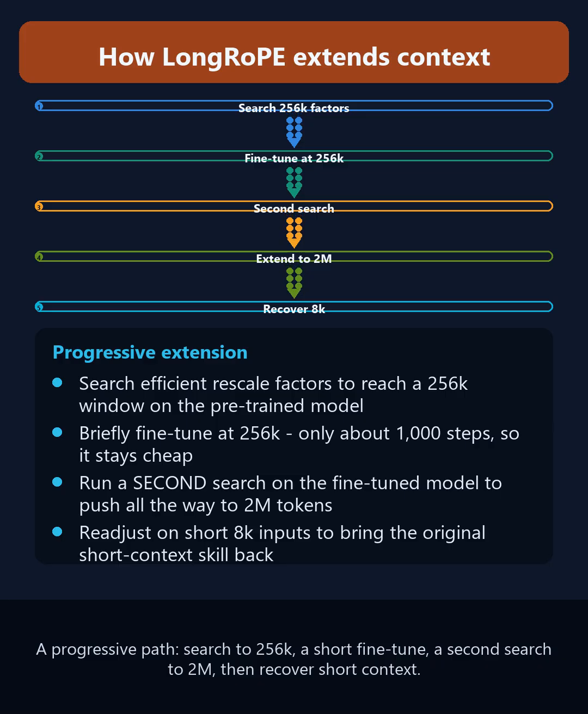LongRoPE reaches 2 million tokens with a progressive strategy. First, an efficient search finds good rescale factors to hit 256,000 tokens. Then it briefly fine-tunes the model at that length, only about 1,000 steps. Next it runs a second search on the fine-tuned model to push all the way to 2 million. Finally it readjusts on short 8,000 token input so the original short context performance comes back.